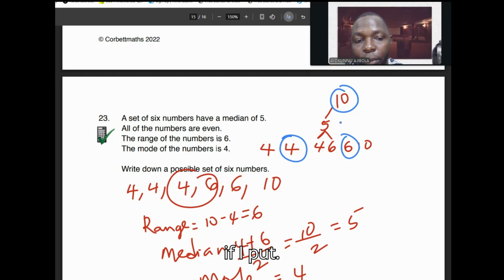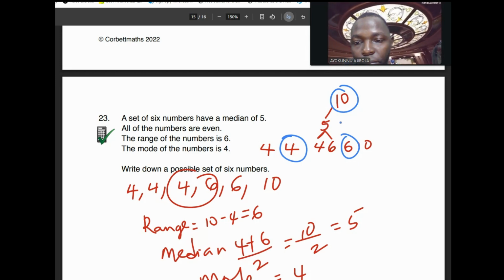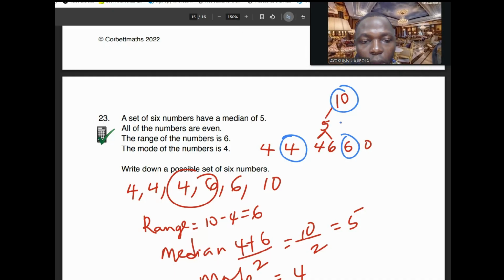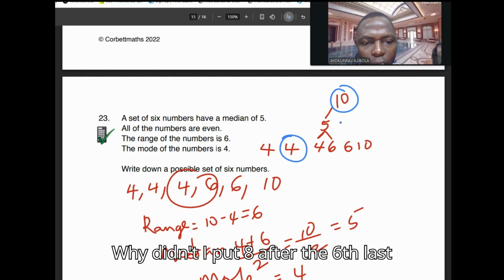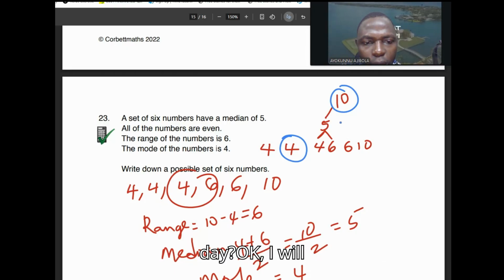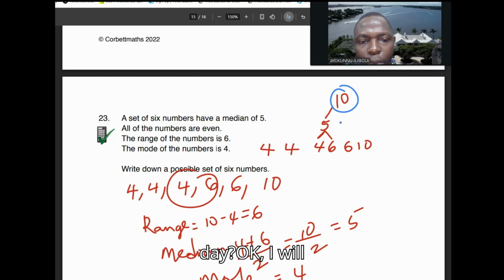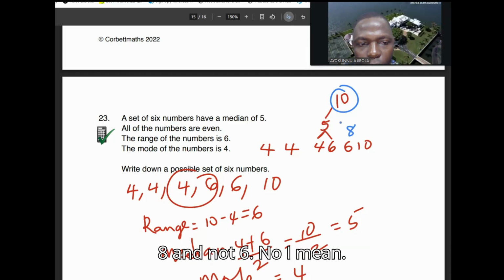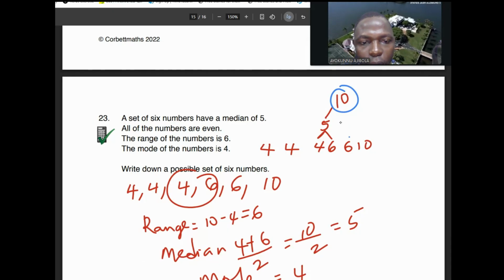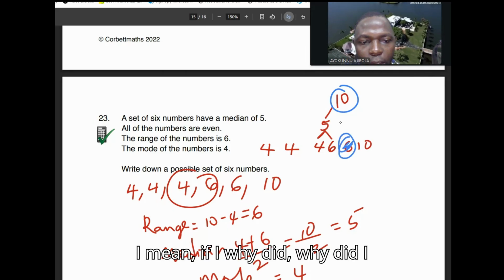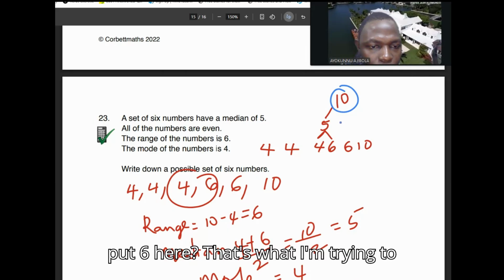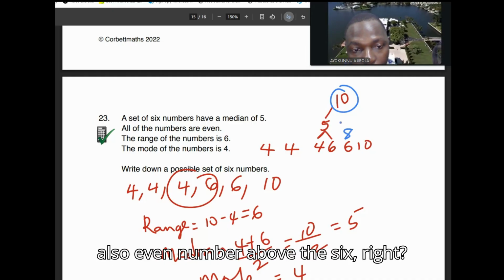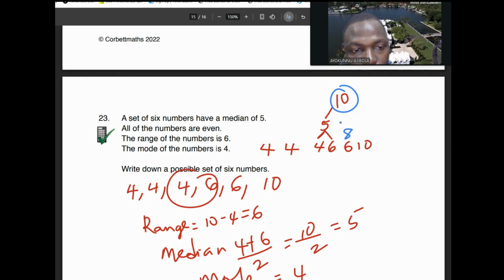Because if I put, let me see, why didn't I put 8 after the 6? That's the thing. 10 minus 2 is 8 and not 6. Why did I put 6 here? That's what I'm trying to remember. Because I could have put 8. It's also an even number above the 6, right?